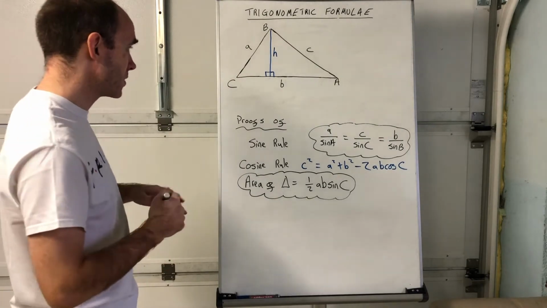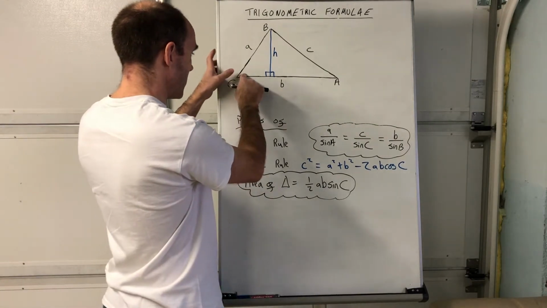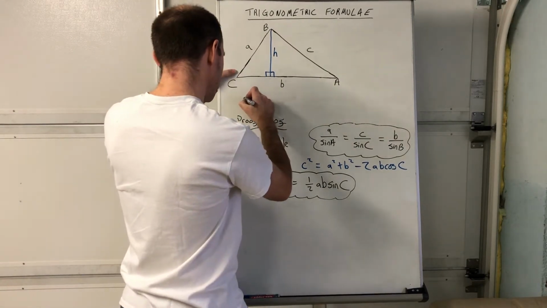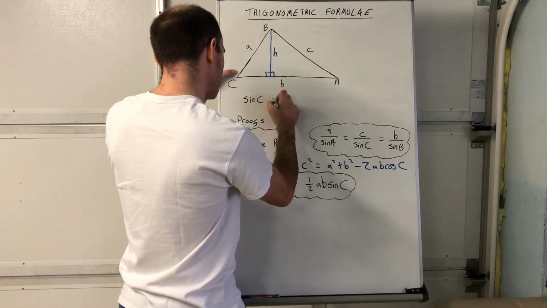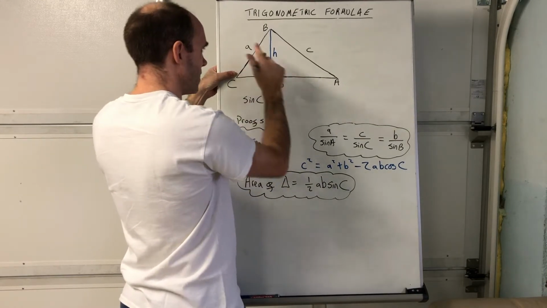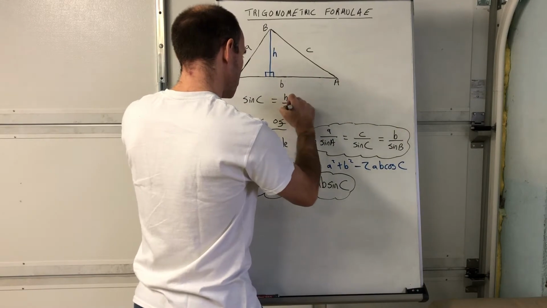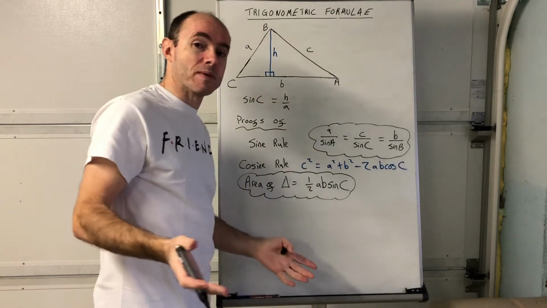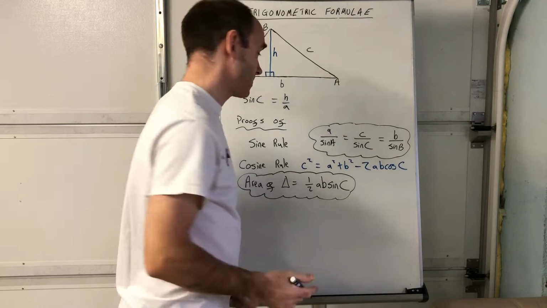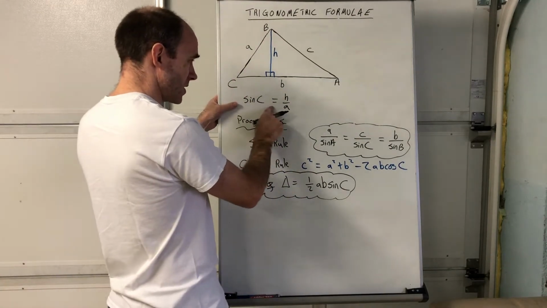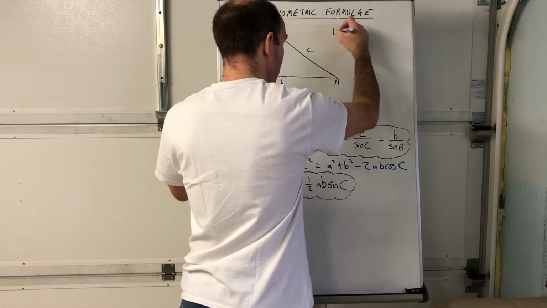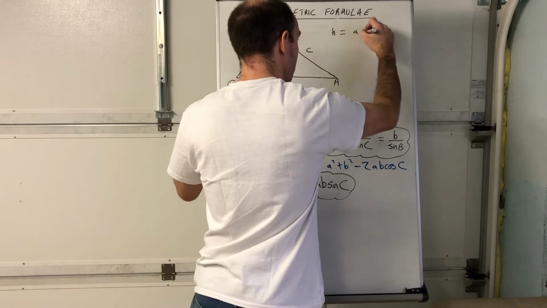Now the first thing I'm going to do is look at this angle there, and write down the result concerning that: the sine of that angle, sine C, is opposite over hypotenuse, because we can use standard trigonometric results in right-angled triangles to do this. And if I make h the subject, I'll get h equals a sine C.